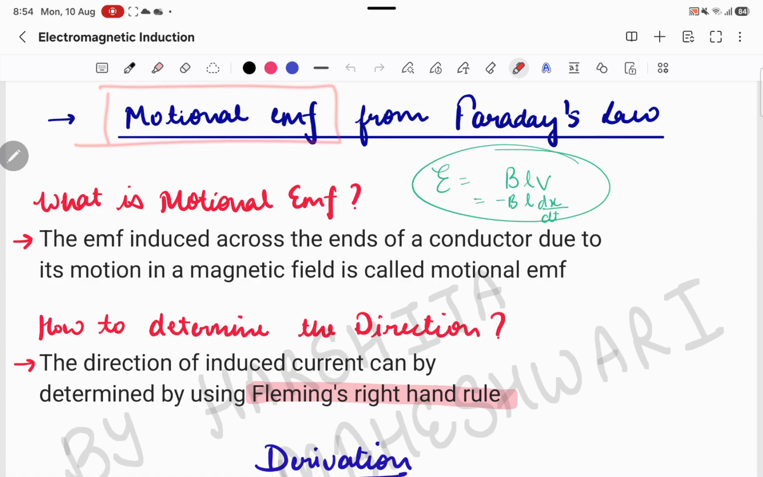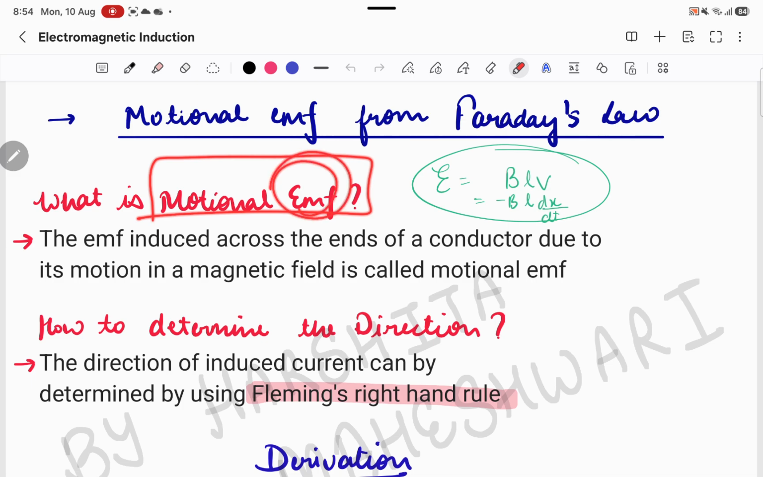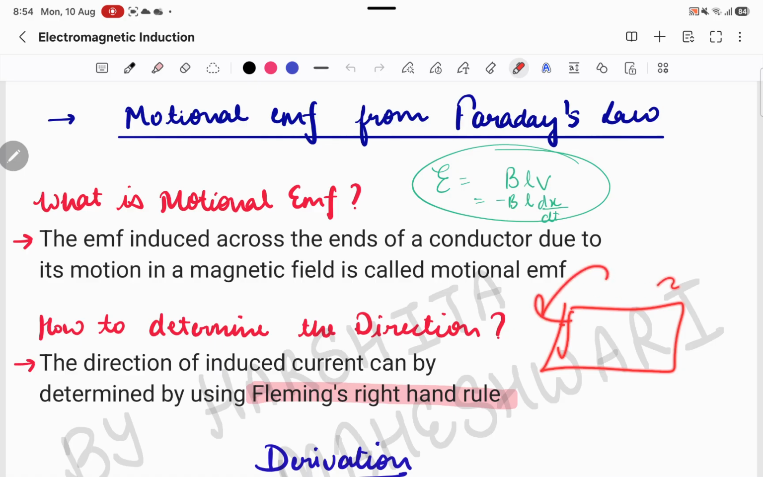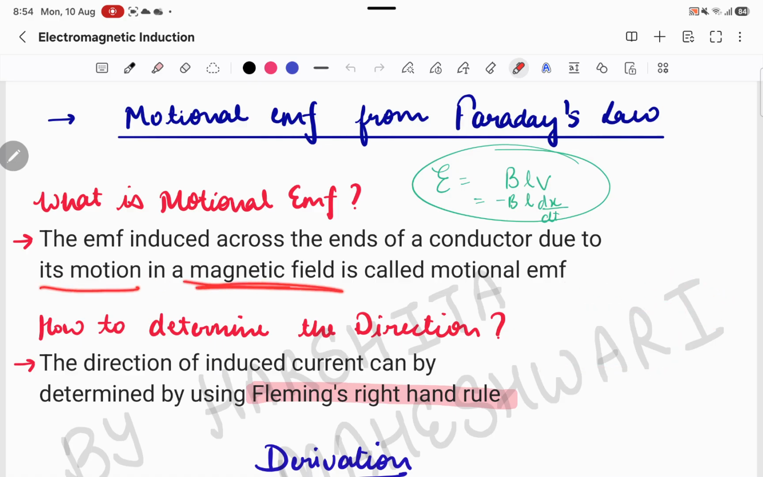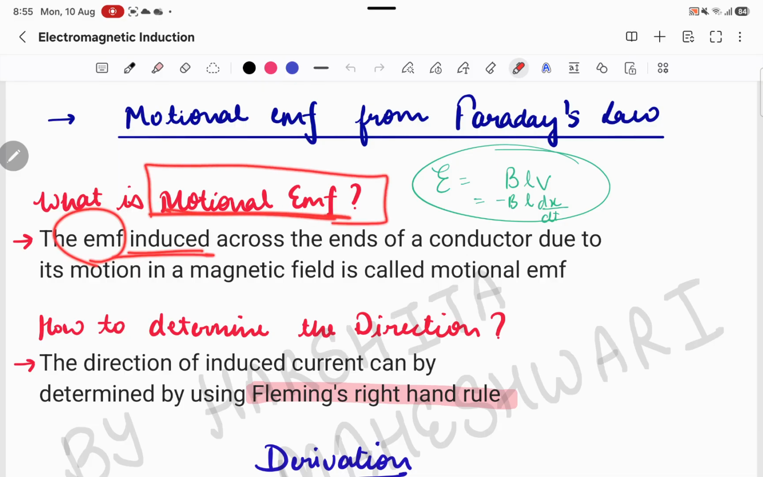Next, first of all we will be talking about what is motional EMF and then how to determine its direction, okay? Now what is motional EMF? A kind of EMF which is induced across the ends of the conductor. Let's suppose this is my conductor and across its ends, it is being induced due to the motion in a magnetic field. Whenever there is a change in the magnetic field, there is a motion in that. Due to that, whatever EMF is induced is called the motional EMF. The name itself is suggesting that.